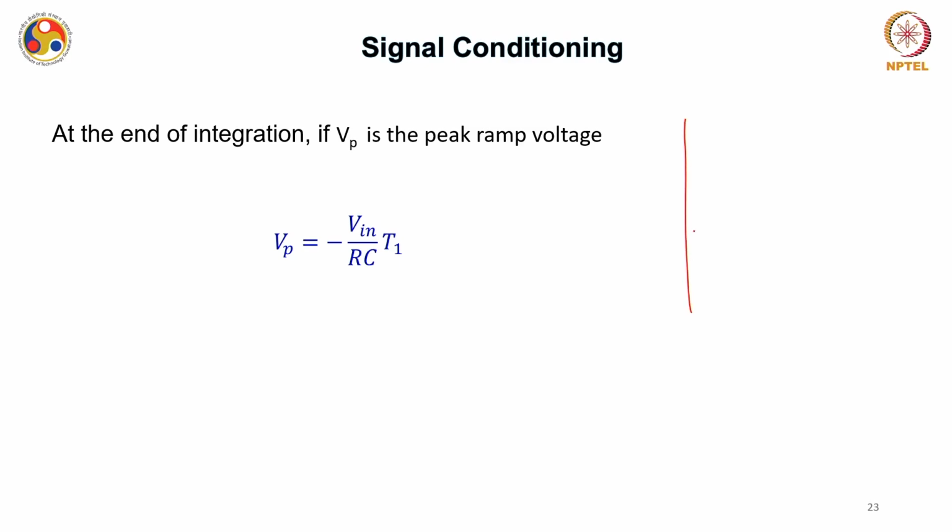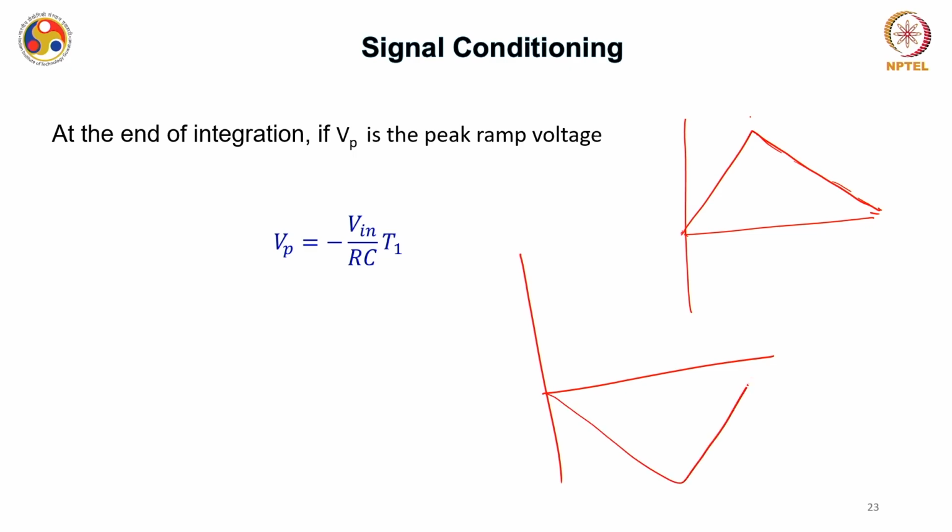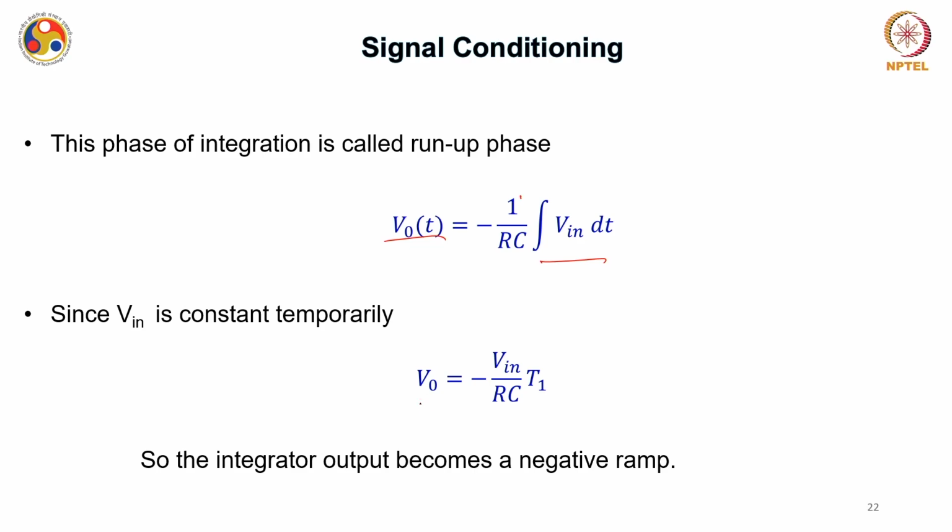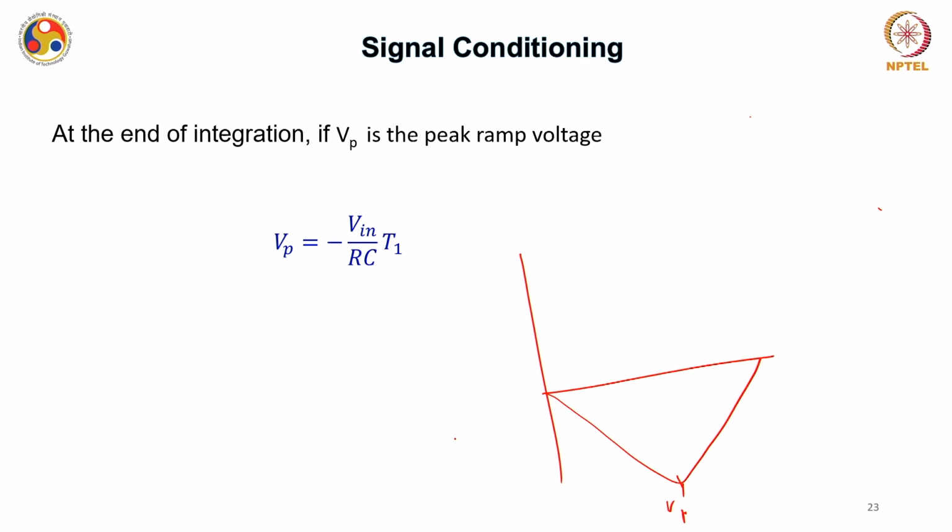Now, at the end of integration, say it is going like this, or I have something like this. If Vp is the peak ramp voltage, say this is Vp, replacing V naught with Vp, Vp will be equal to minus V in by RC into T1 at the end of this time period.